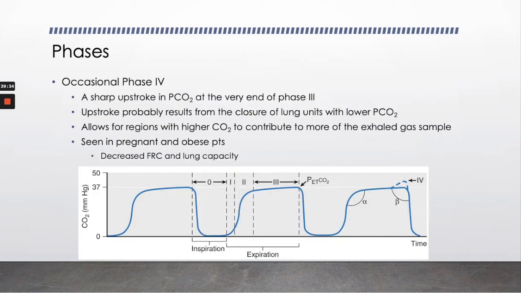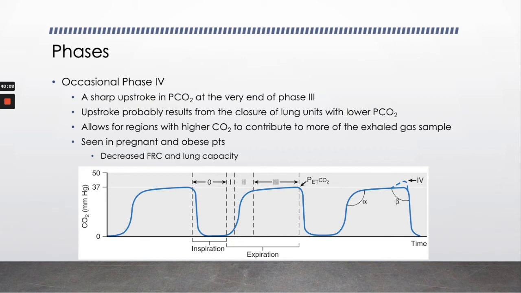The occasional phase 4. That is the occasional upstroke in PCO2 at the very end of phase 3. So your end tidal will kind of increase here at the very end of phase 3, and you just get this little hump right here. This upstroke probably results from the closure of lung units with lower CO2.